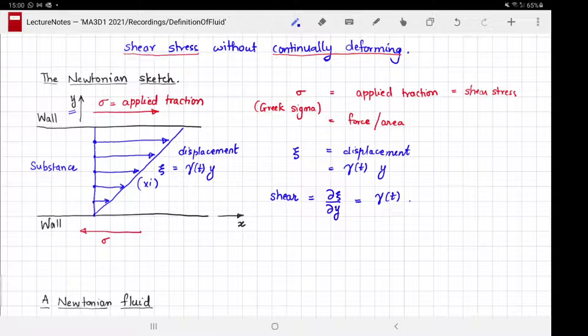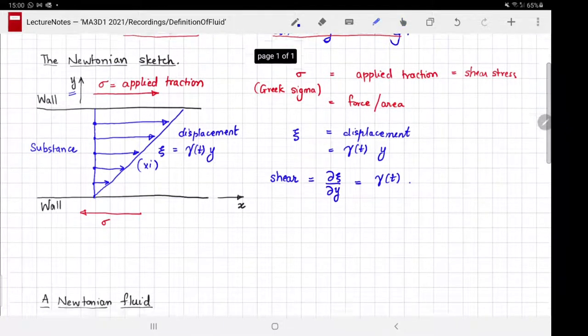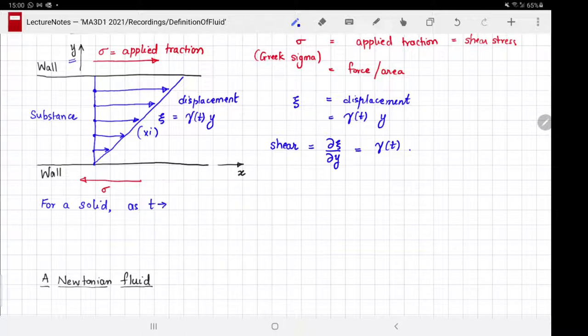All right. Now let's suppose that the substance is a solid. If you wait long enough, in other words, as t goes to infinity, what you will find is that the solid deforms and then maintains its deformed shape, which means that the deformation, the shear, approaches a constant limit. That's what one means by a solid.